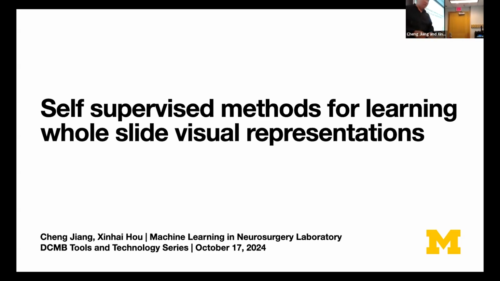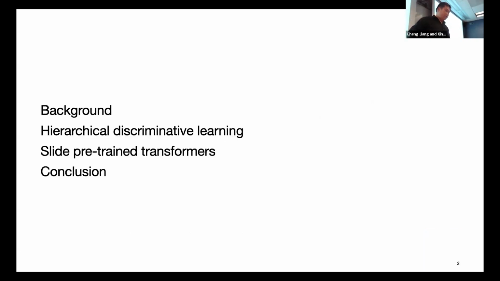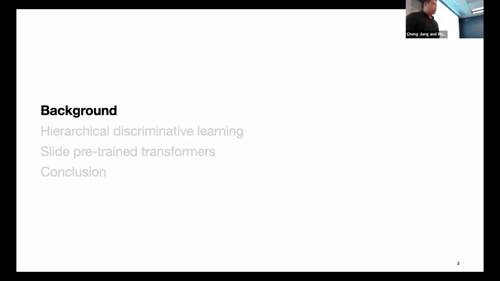Everyone. So my name is Cheng, and we're going to talk about our research that has been going on for the past few years on self-supervised methods to learn representations for histology-like images. I'll start with a brief background, and then I'm going to talk about a few different methods that we're introducing, and then we'll wrap up quickly with the conclusion. So let's dive into the background.